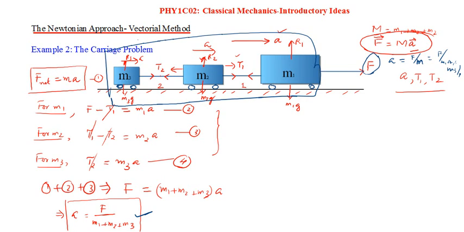So once you have got acceleration, can you use equation 4? What is equation 4 giving you? 4 gives you tension T2. What is T2 equal to? T2 equal to M3 into A. So M3 into A is M3 into F divided by total mass, so M1 plus M2 plus M3. So that is giving you T2.